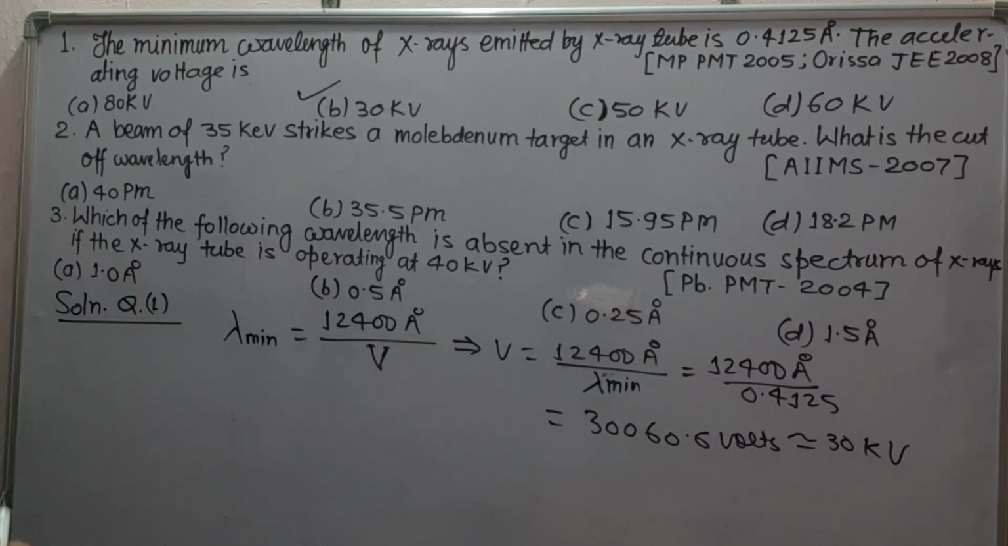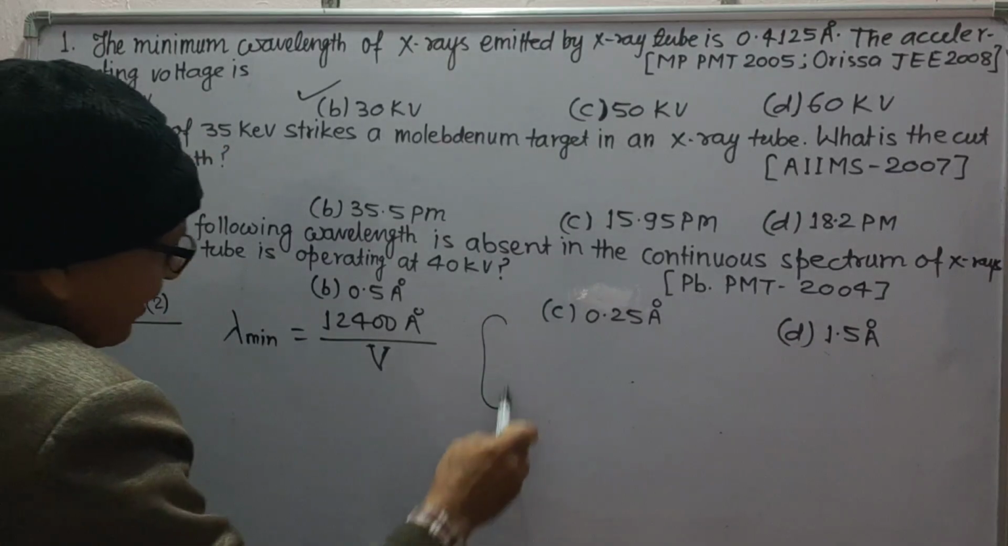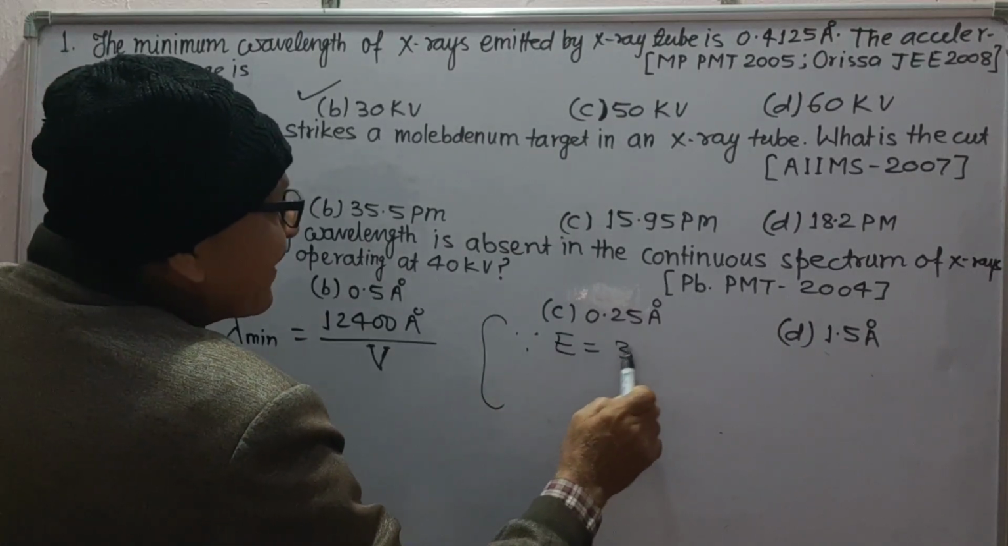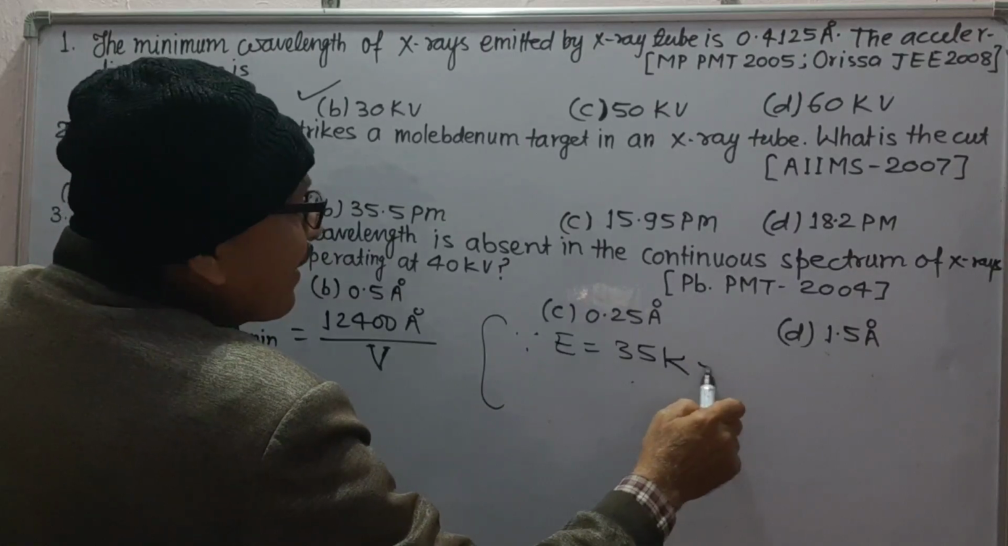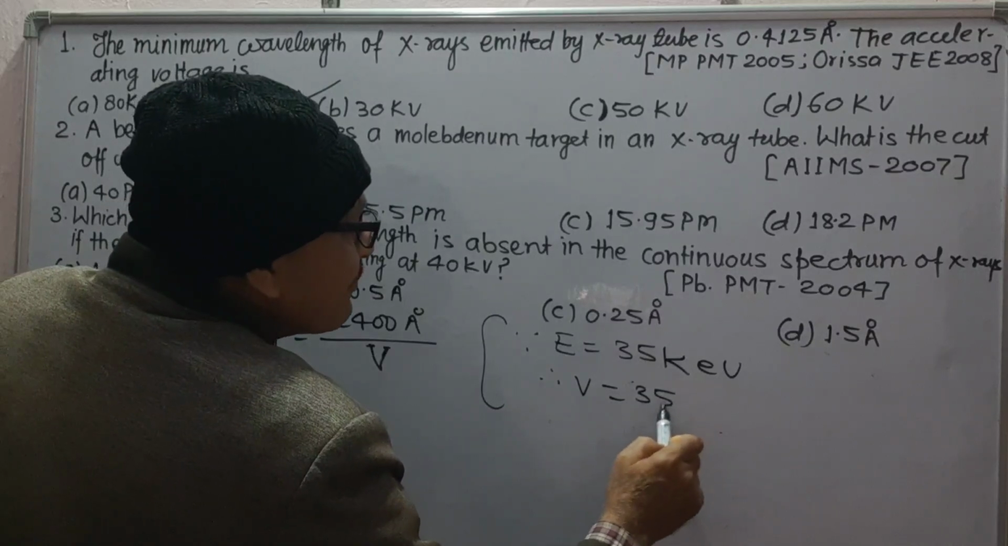Next question number 2. The question is, a beam of 35 kilo electron volt strikes a molybdenum target in X-ray tube. What is the cutoff wavelength? Solution to question 2. Again, lambda minimum is equal to 12,400 angstrom upon V. V is 35 kilovolt because the beam is 35 kilo electron volt.